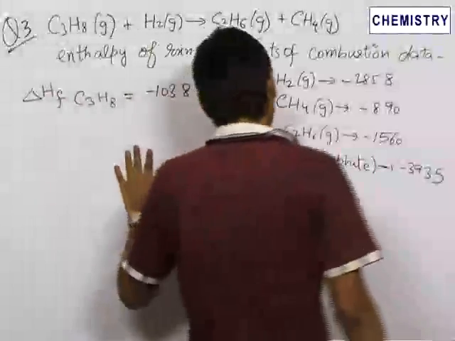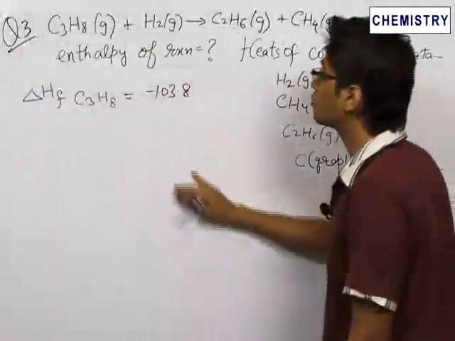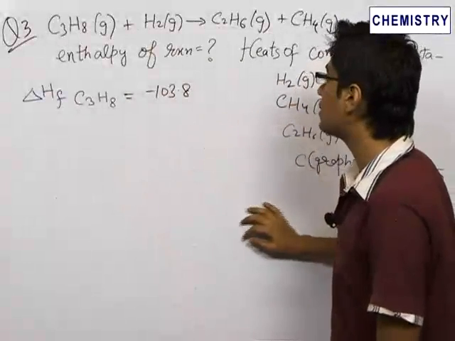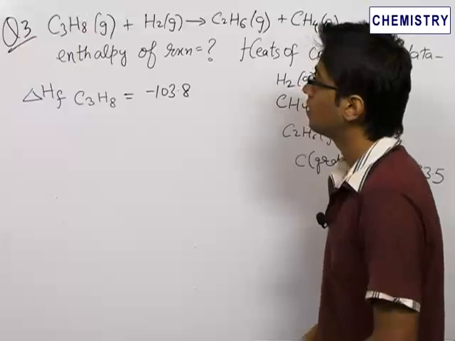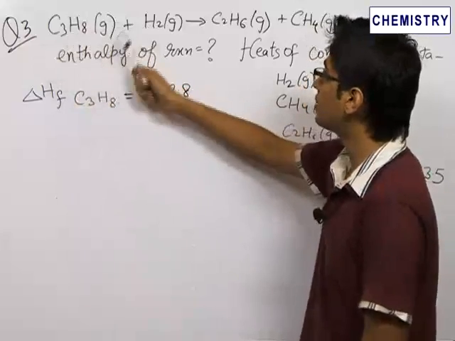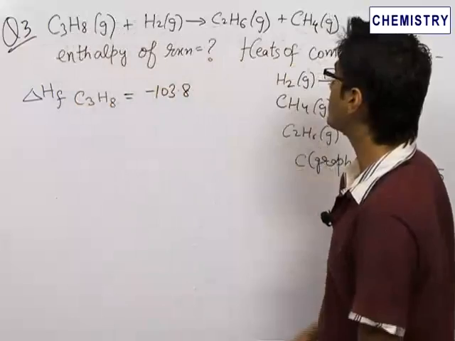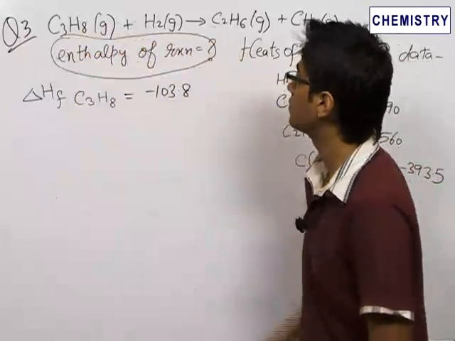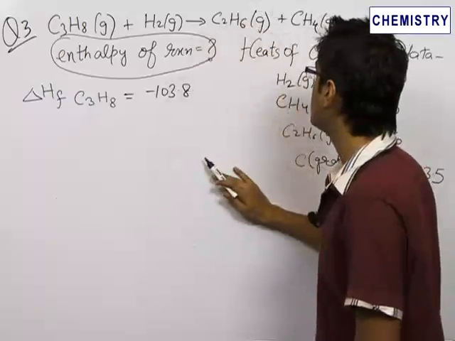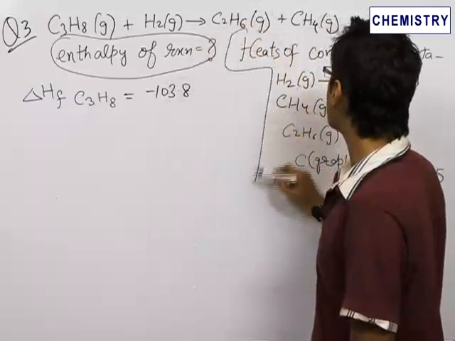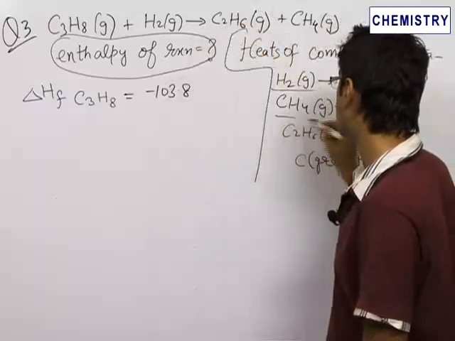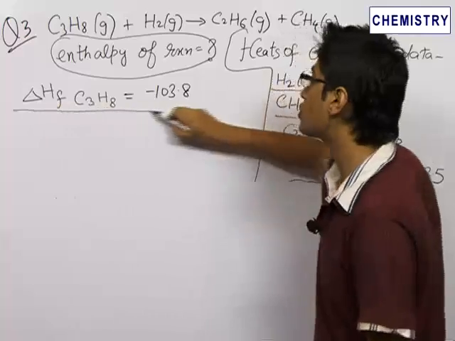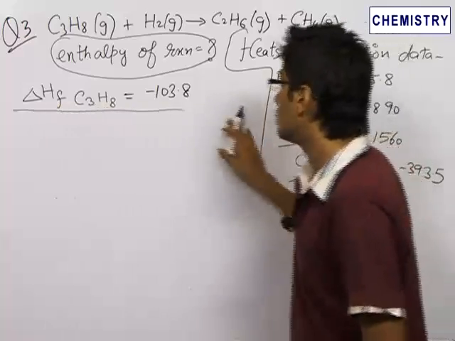Our next problem is also a very highly conceptual problem. It involves the heat of combustion and the heat of formation concept. We are given a reaction: C3H8 plus H2 giving C2H6 plus CH4. We want the enthalpy of this reaction, or the heat involved in this reaction. We are given the data of heat of combustion of the following substances: hydrogen, CH4, C2H6 and carbon graphite, and we are given the heat of formation of C3H8.